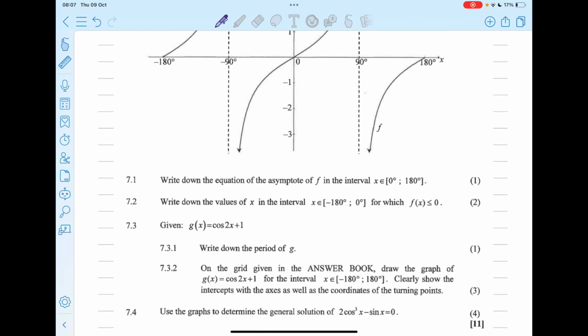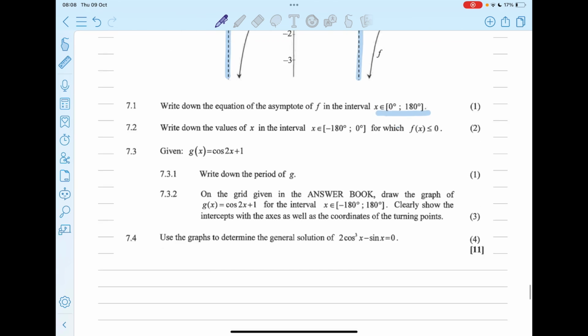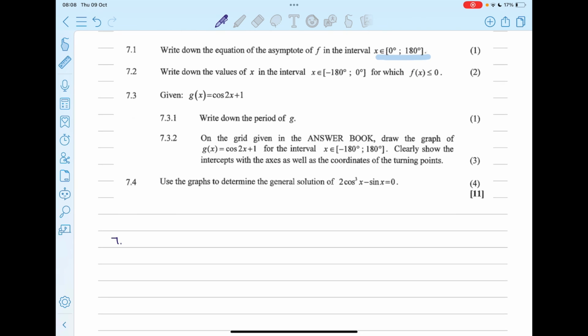So in 7.1, they want us to write down the equation of the asymptote of f in the interval. And the asymptote is the line which our function is avoiding. For this graph, it's these two lines. But within this interval from 0, well, 0 is always positive, from 0 to positive 180, it's the x is equal to 90 degrees line. So 7.1, x is equal to 90 degrees.